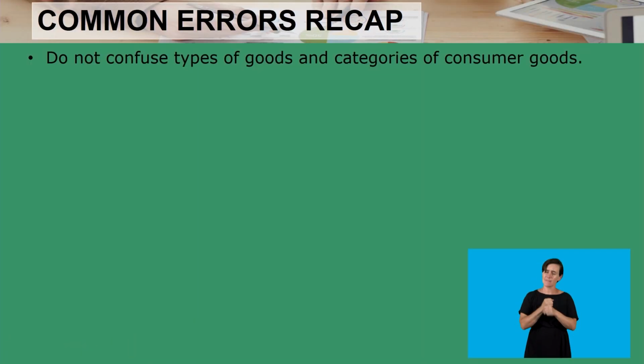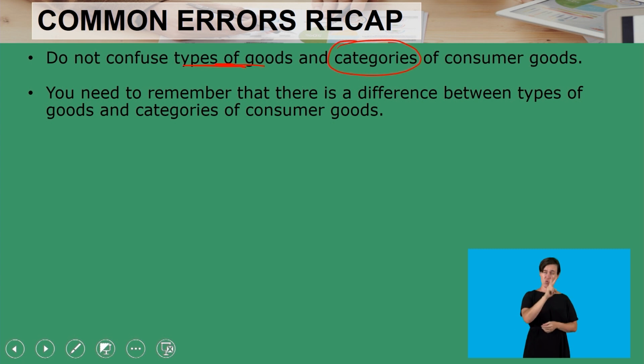Let's then look at our common errors that you can make. Double check, grade 11s, that you do not confuse the types of goods with the categories of consumer goods. Remember that we have two types of goods, and then we have categories of consumer goods. Types of goods include industrial as well as consumer. Then consumers will then be categorized to further goods, which are your convenience and so forth.